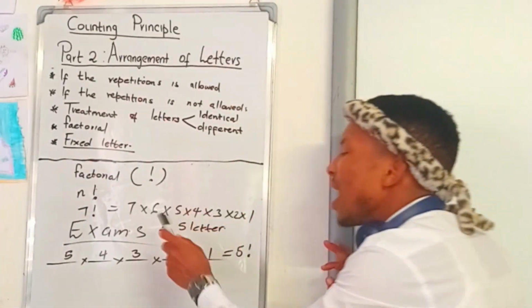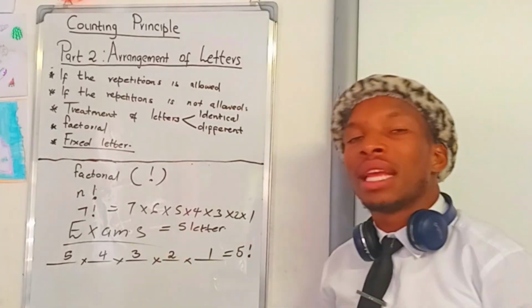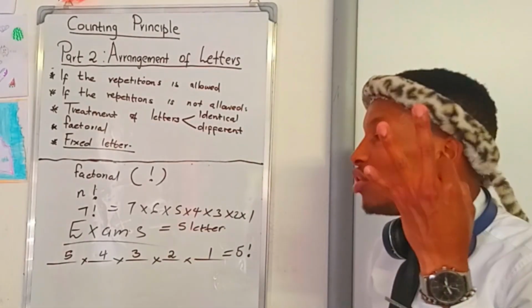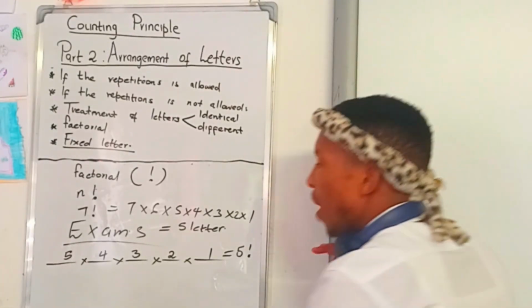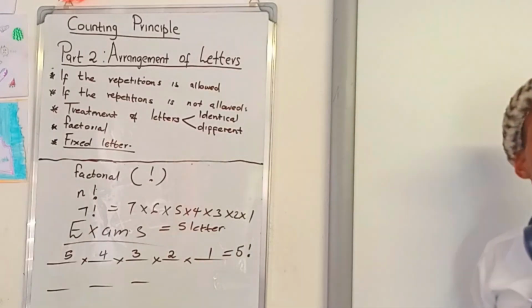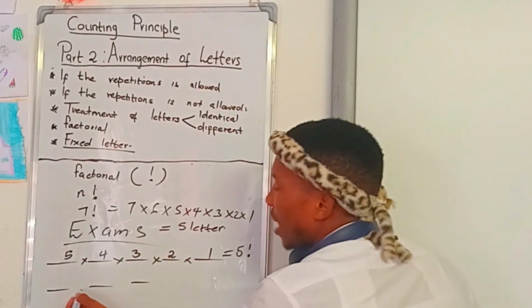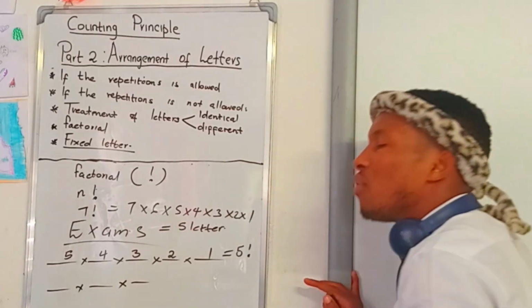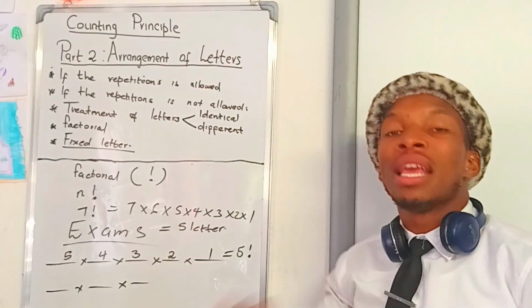Okay? Then if they're just being told to arrange this word in 3 ways, we want to create a word that consists of 3 letters. It's not a factorial at that moment. Then what are we going to do? We are just going to say we have 3 letters. Now we want to use these letters to create a word that has 3 letters.